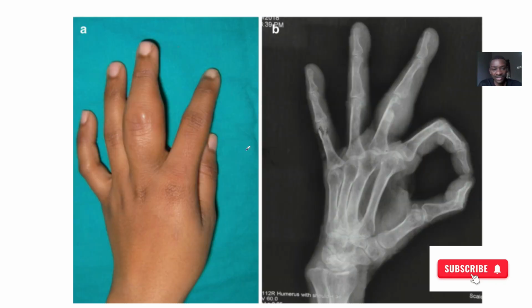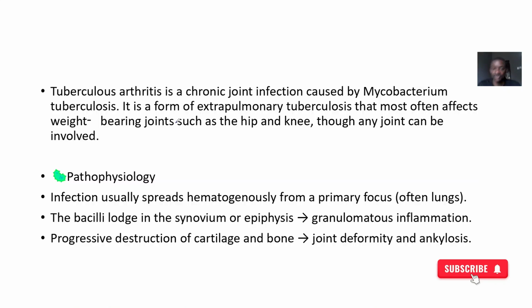So tuberculosis arthritis is also what? A kind of joint inflammation that could actually occur when somebody has tuberculosis, right? So it's a chronic joint infection, and it's usually caused by the microorganism that causes tuberculosis. That's the Mycobacterium tuberculosis. It's a form of extrapulmonary tuberculosis.